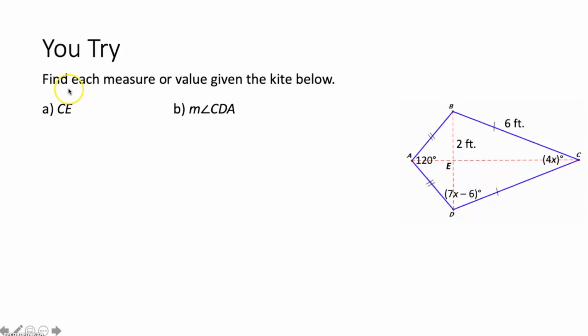Okay, doing the same thing. This time we want to find the measure of segment CE. So where's segment CE? That would be right here. Interesting. We're not even given anything for that measure. So how do I do this?